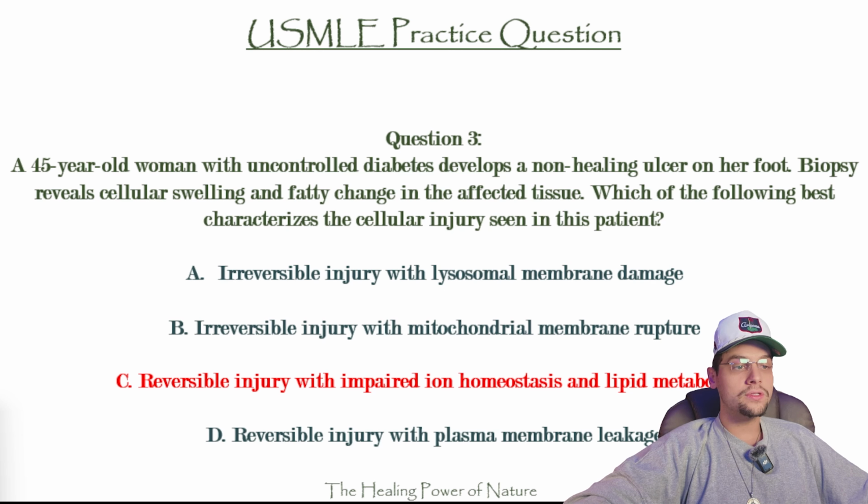All right, if you chose C, reversible injury with impaired iron homeostasis and lipid metabolism, that was correct. This is because the biopsy findings of cellular swelling and fatty change are hallmarks of reversible injury. Why are the others incorrect?